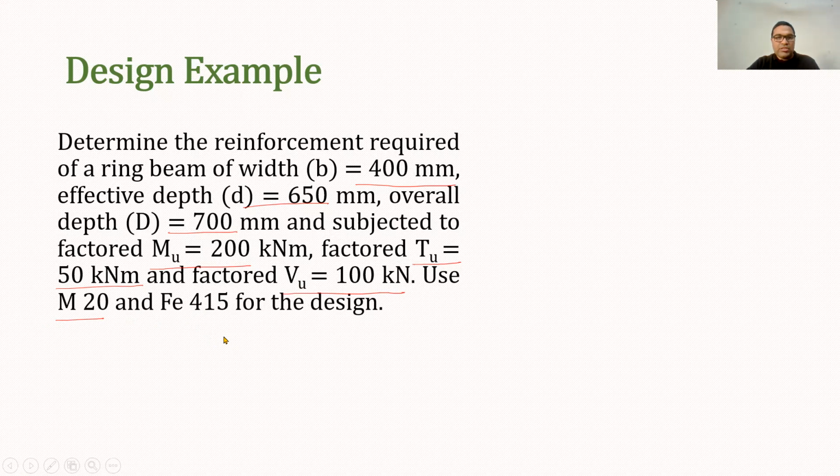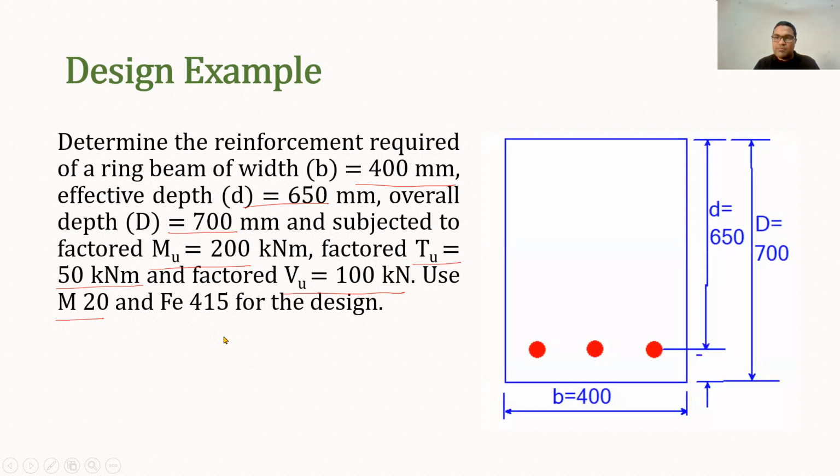Now if we draw the sketch for this, it will look something like this. So for the reference purpose, I am just showing you the reinforcement here because effective depth is measured from the center of the bar to the topmost fiber. So this is 650. Overall depth of the beam is 700 mm and the width of beam is 400 mm.